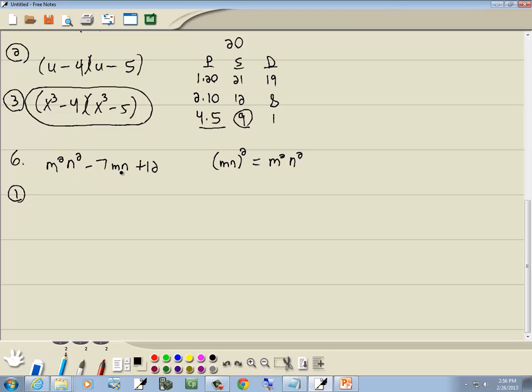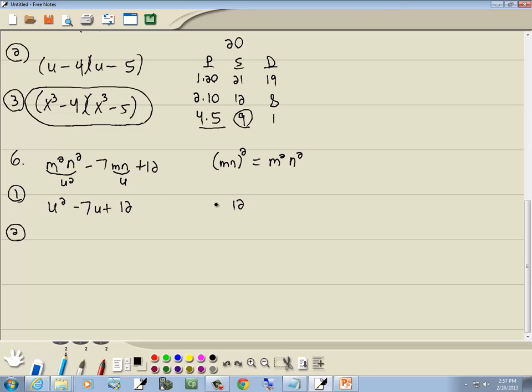So first step, let the variable part of the middle be u, variable part of the first be u squared. So this becomes u squared minus 7u plus 12. Now step 2, we want to factor like normal. This is a PSD method. U squared, u, there's no number in front of the u squared.